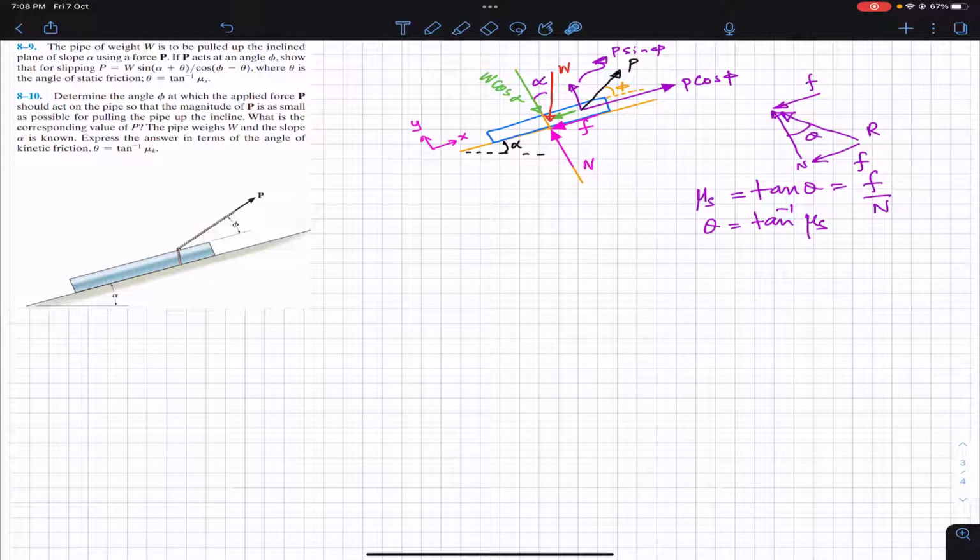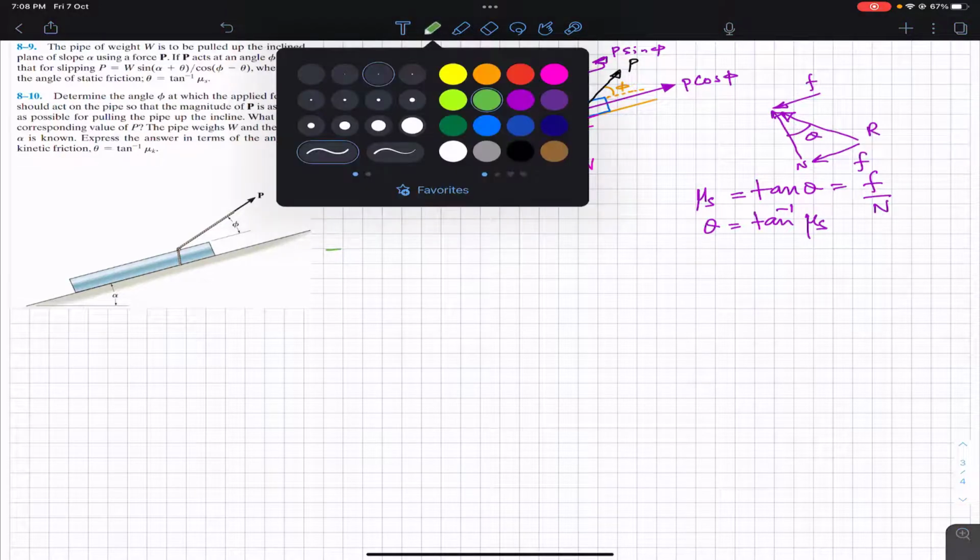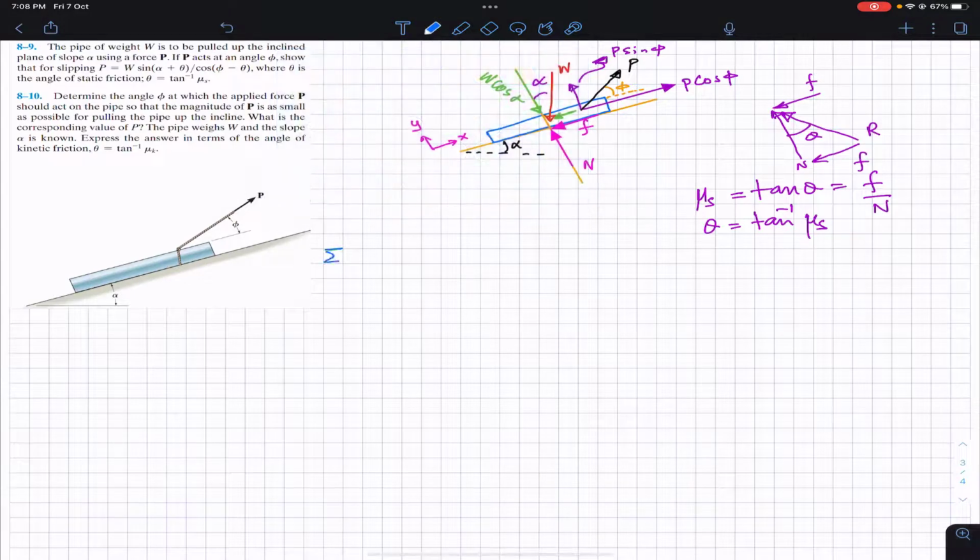While considering the equilibrium conditions, we are assuming that our x-axis is parallel to the inclined surface and the y-axis is perpendicular to the inclined surface. So now let me apply the summation of forces along y equals 0. The summation of forces along the y-axis is equal to 0.